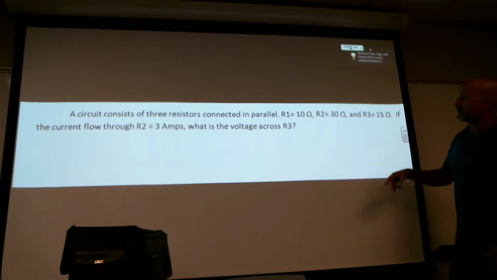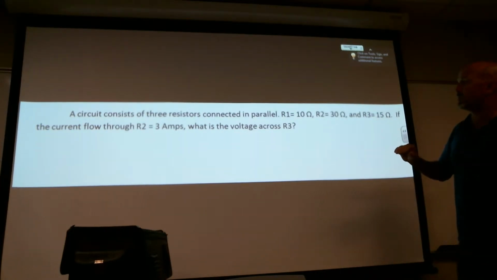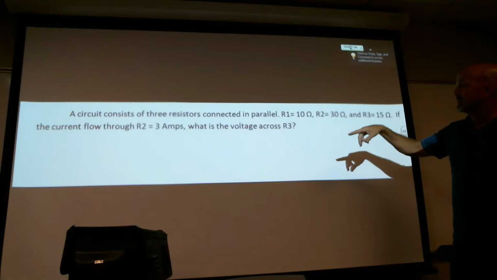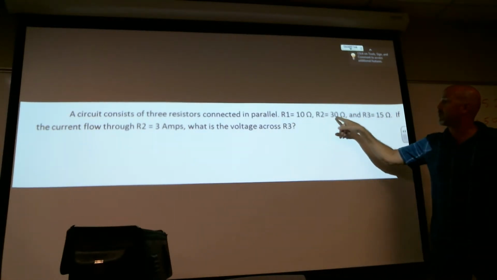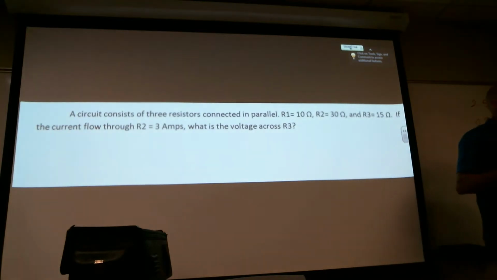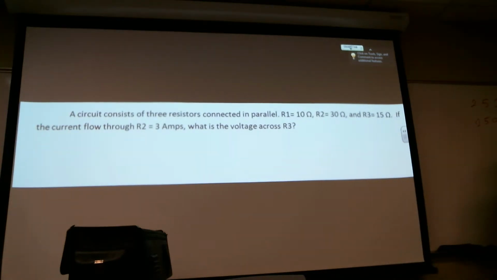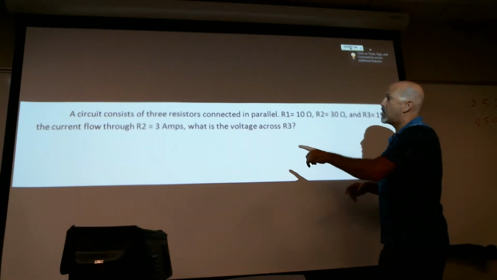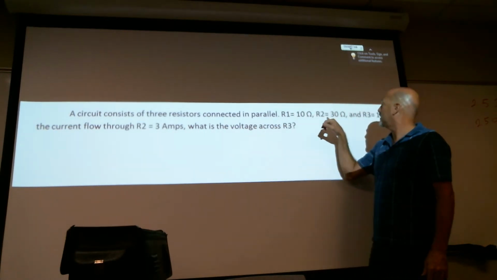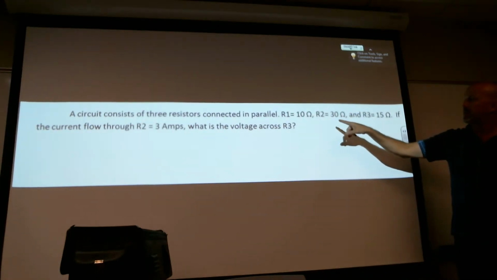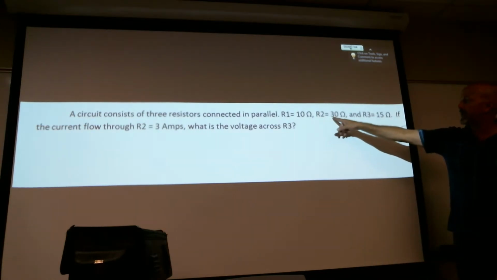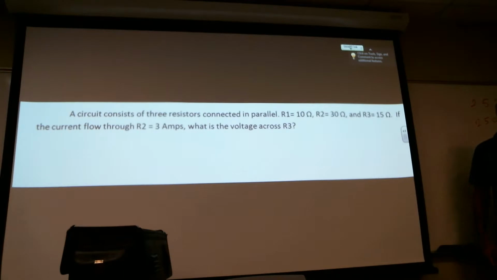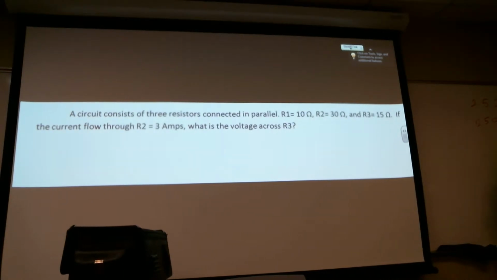Let's see which one is it. One of these is going to give you voltage. It's R2 equals 3 amps. So R2 is 30 ohms, 3 amps. You get a voltage, right? It's parallel, so all the voltages are the same. So here, R2, 3 amps, V3. You've got 3 amps and 30 ohms, you can get volts. It's parallel, so once you get the volts, they're all the same.